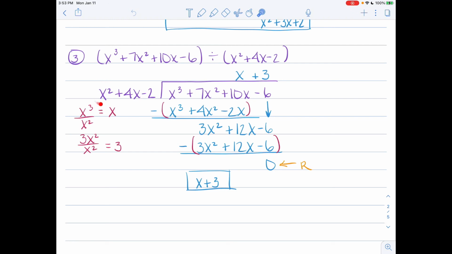I ask myself, how many times will x squared go into 3x squared? Doing the math over here, off to the side, kind of as scratch work, I get 3, and I add 3 up here in my quotient above the negative 6. Remember that this should all be aligned. Multiplying everything by 3, I get 3x squared, 12x minus 6, and I want to subtract everything. Notice what happens here. We have a remainder of 0 because everything canceled, all 3 terms. So with a remainder of 0, my answer is simply my quotient, x plus 3.